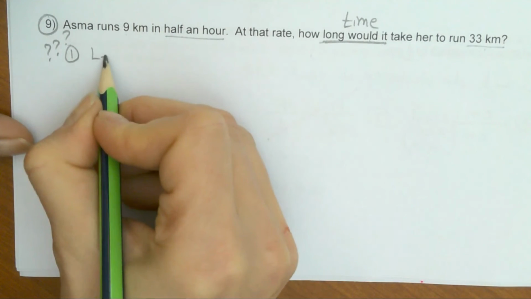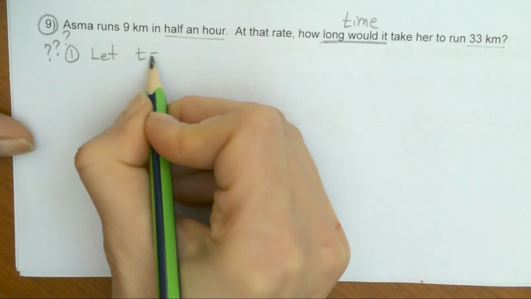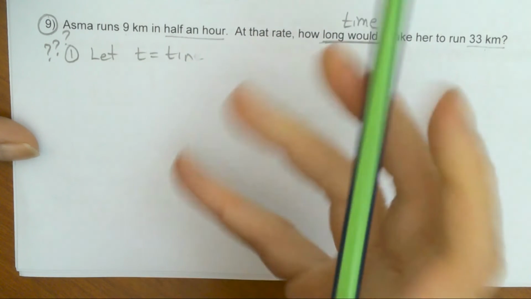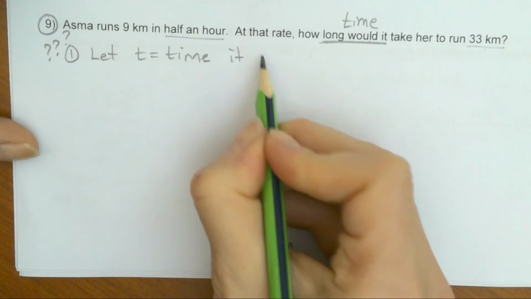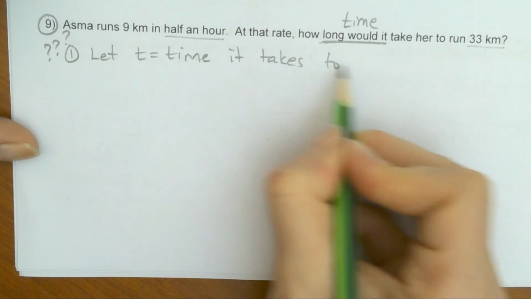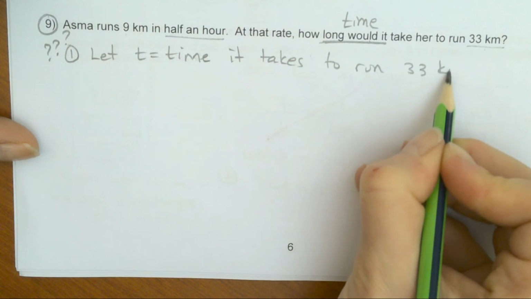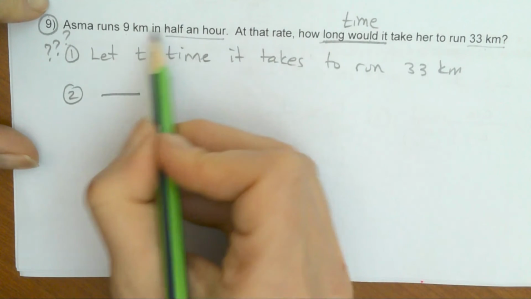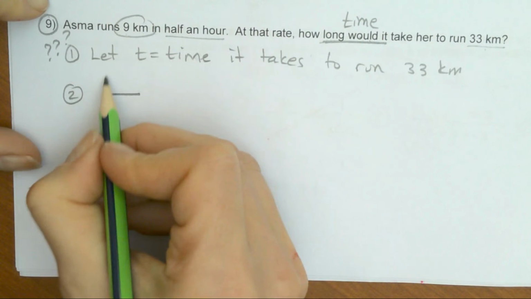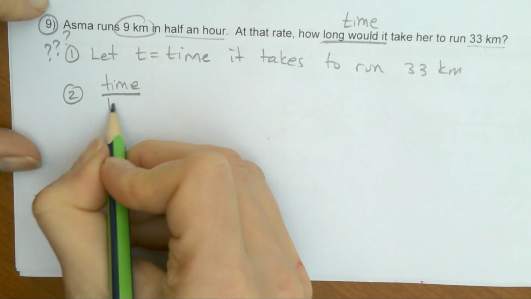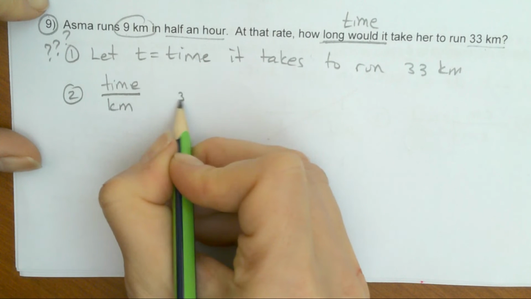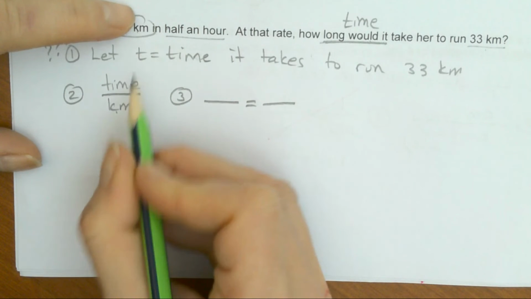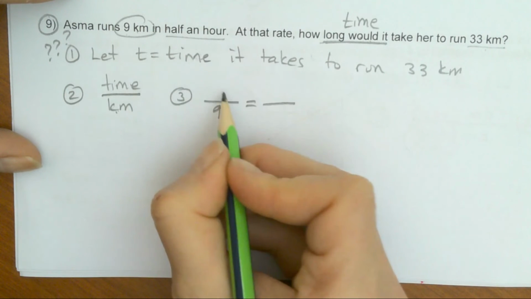Okay, so let's use T for time. Time it takes to run 33 kilometers. Step 2, we have to make a decision. We have time and we have kilometers. Let's do time up, and let's do kilometers down. Step 3, let's do the proportion. So 9 kilometers, kilometers we said down, and time goes up, half an hour.